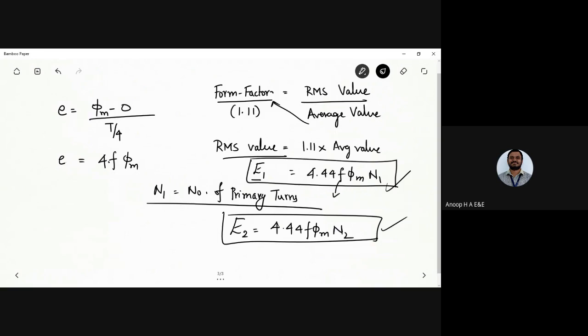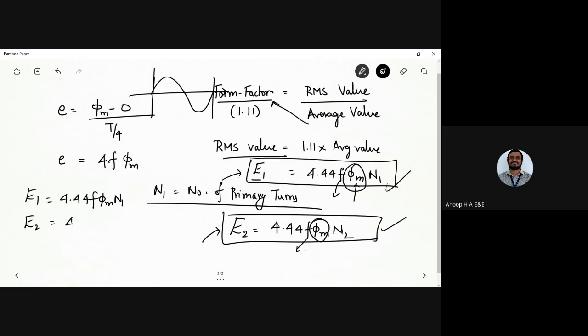See here, you don't have any change with respect to the frequency. If you take into consideration no change in the frequency, and you have the flux, I agree. But the frequency is mandatory if you call it an AC equipment or an AC machine. That is where you will be having both the EMF expressions as E1 and E2. E1 would be 4.44 into f into phi m into N1, and E2 would be 4.44 into f into phi m into N2.